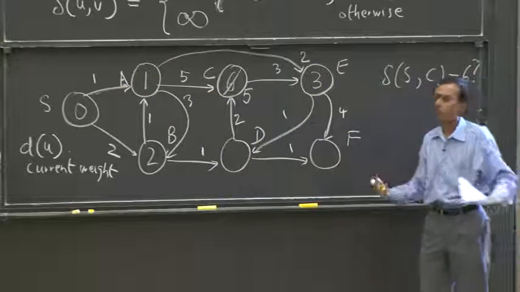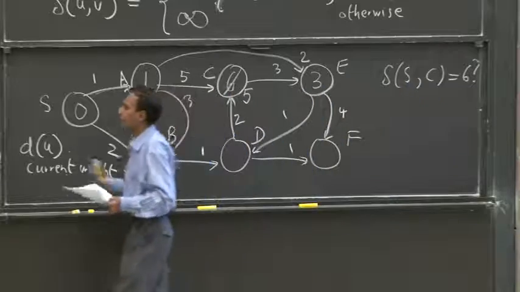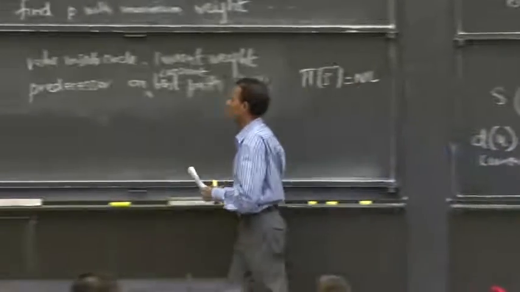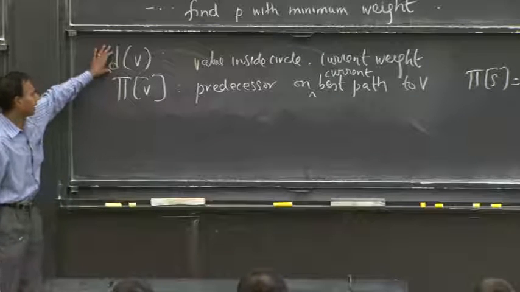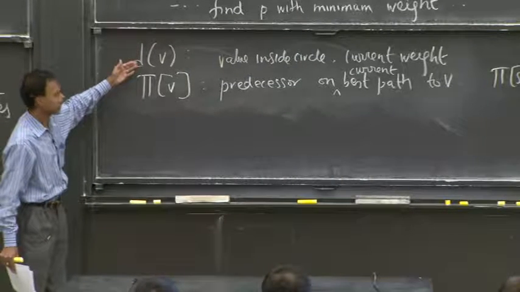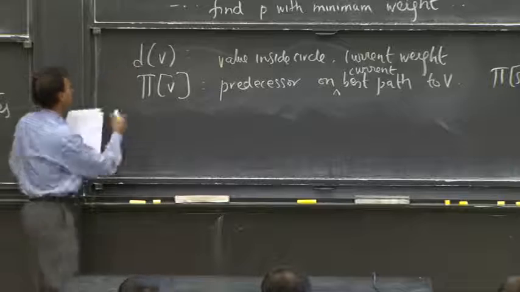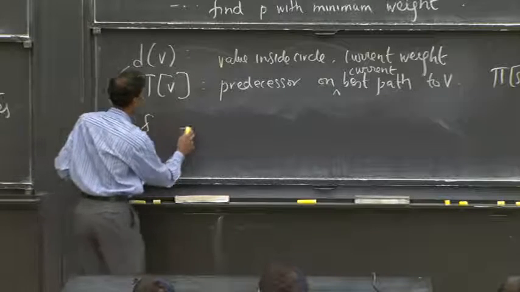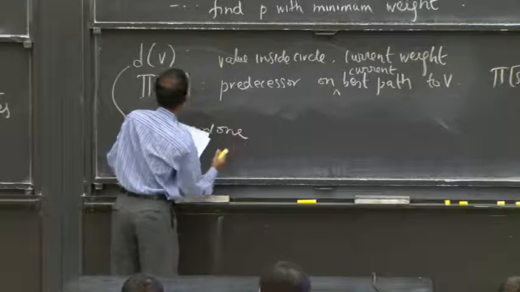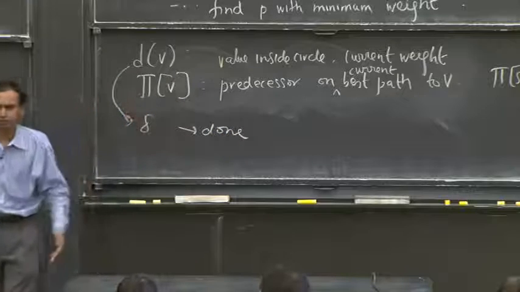Those are the two data structures you need to keep in mind and iterate on: this predecessor relationship and the current distance. When this ends up being delta, you're done, and at that point your predecessor relationships are correct. Okay?